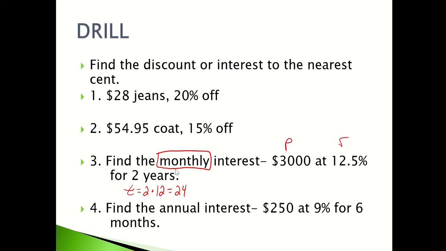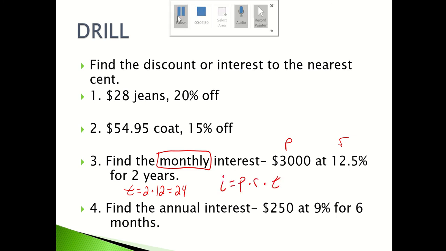So find the monthly interest, $3,000. That's going to be your principal at 12.5% interest. That's your rate for 2 years. Now, because it's monthly interest, we have to change our time from years to months. Make sure you do that. So 2 years, 2 times 12 months in a year. This is 24 months. So remember, interest is equal to principal times rate times time.